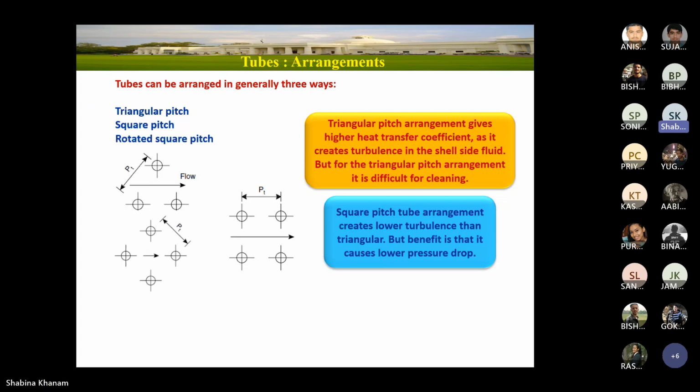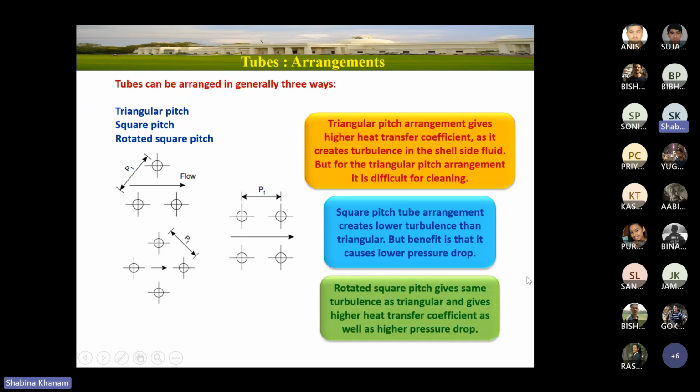Okay, the next arrangement we have is the rotated square pitch. This is the same square pitch, but you have rotated it like this. So this is PT, this is PT, this is PT. Whatever fluid is coming from the top gets dispersed from here, then it moves smoothly, and then it gets disturbance here. So this pitch will create more pressure drop in comparison to triangular pitch.